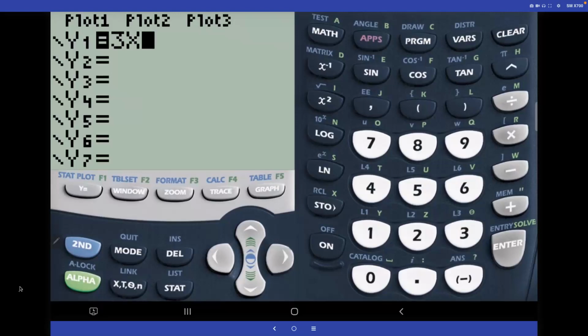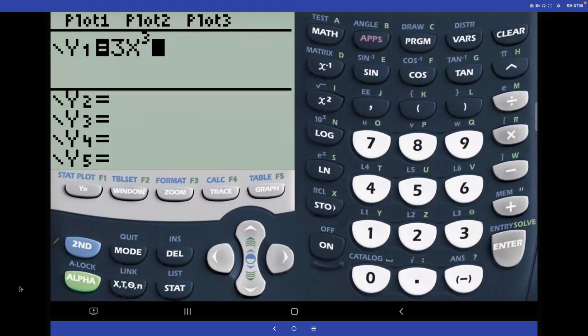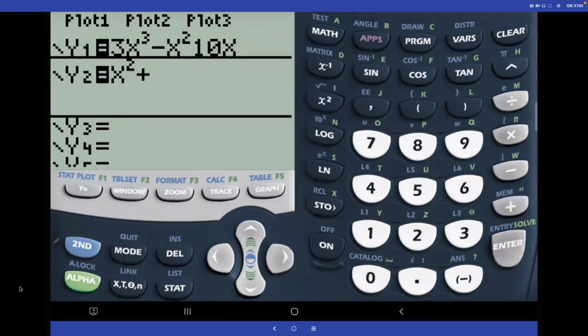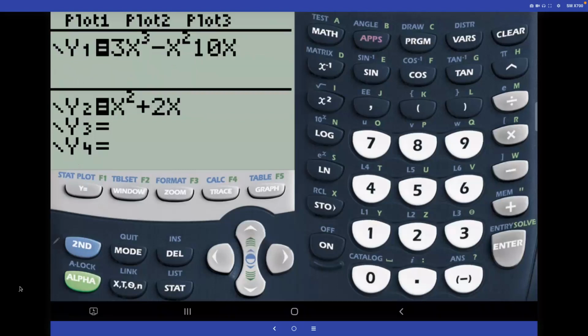So 3x cubed minus x squared minus 10x for the first one, x squared plus 2x for the second one. And then you guys might, remember how you can change the window on the calculator? If you hit graph, you may or may not be able to see stuff. Did I type it in wrong? Oh, I did. Thanks.